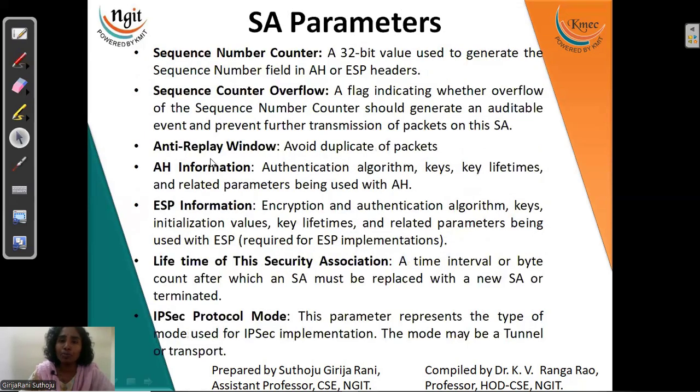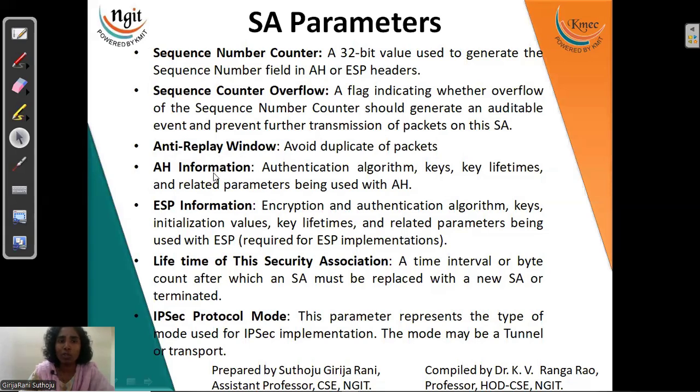Now there are a few parameters which we are going to discuss. There are very few. The first one is the sequence number counter. The sequence number is used every time in AH and ESP, where we increment the value every time. The sequence counter overflow will say that your maximum value has been reached. Just wait for some time, and transmission of packets will be acknowledged by SA.